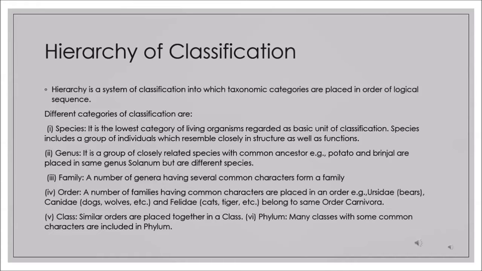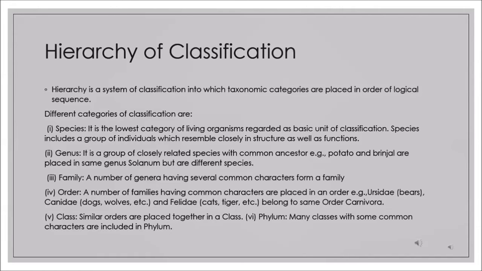Okay, so next is family. Family means a group of genera is taken which have some common characters. The genera which have some common characters are together put under one family. And next is order. In order, a number of families which have common characters are taken and placed under an order.